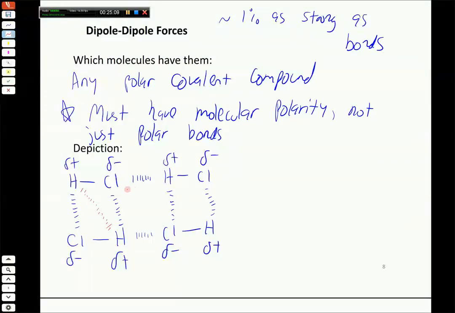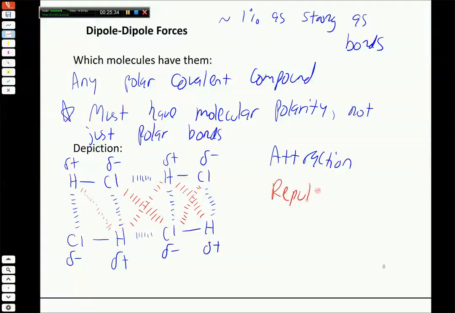And then the Cls, which are partially negatively charged, are going to repel the other chlorines. So there's not just going to be attractive forces, but the molecules are going to line themselves up in such a way as to maximize the attractive forces and minimize the repulsive forces. So again, to draw that out, the blue ones I'm showing are attractions between oppositely charged dipoles. The red dashed lines that I'm drawing are repulsive interactions between like charged dipoles.